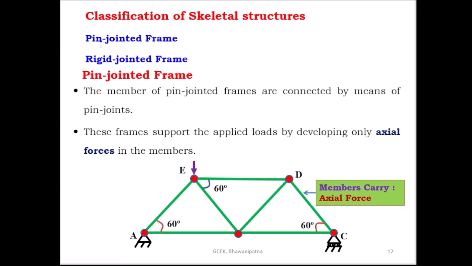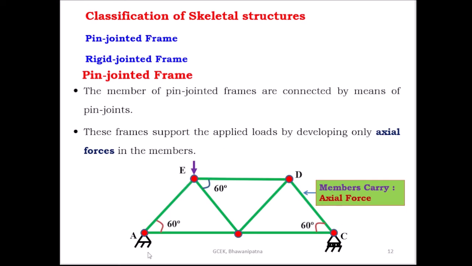So there are two types of classification. The first type is the pin jointed frame, and the second type is the rigid jointed frame. First we will discuss what a pin jointed frame is. The members of pin jointed frames are connected by means of pin joints. These frames support the applied loads by developing only axial forces in the members.